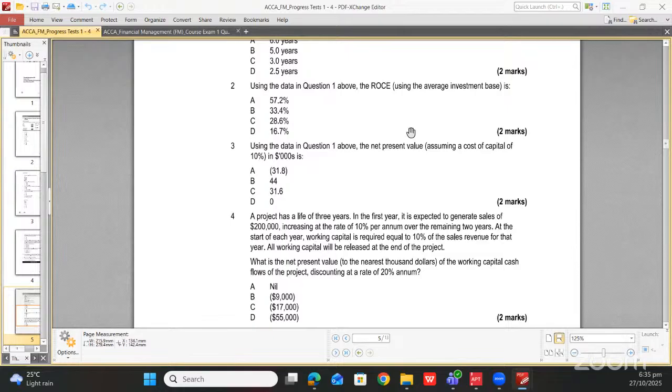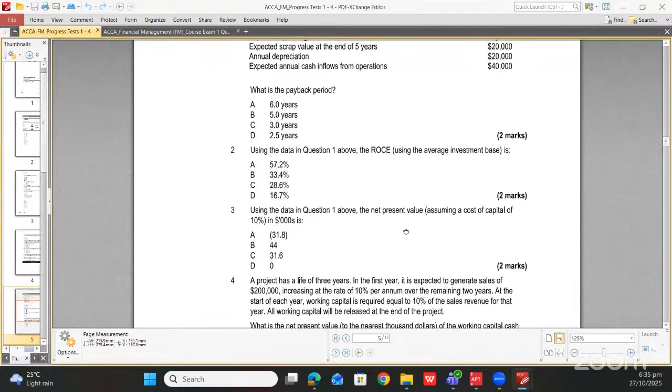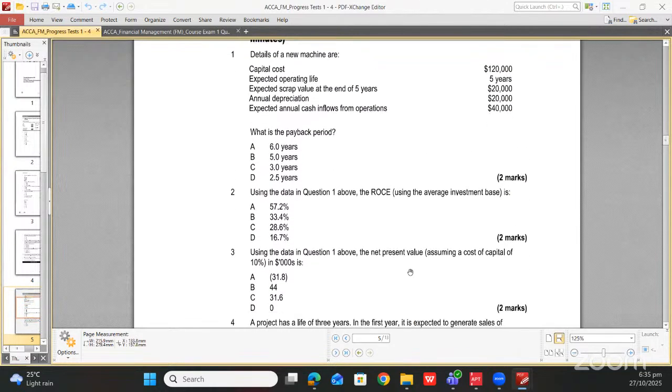All right, so question two, it says using the data in question one above, what is the return on capital employed using the average investment base? Average investment, as you know, is initial investment plus scrap value divided by 2. That's the denominator.